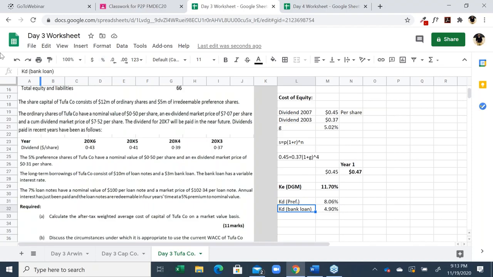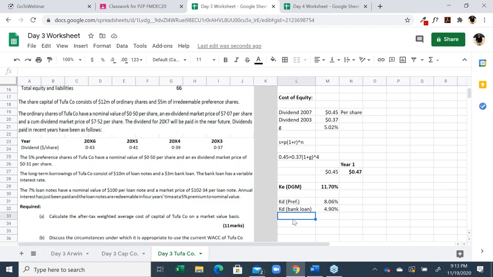Now comes the loan notes. The 7% loan notes have a nominal value of $100 per loan note and a market value of 102.34 per loan note. Annual interest has just been paid, and the loan notes are redeemable in 4 years' time at a premium to nominal value. After 4 years it will be redeemed, right?